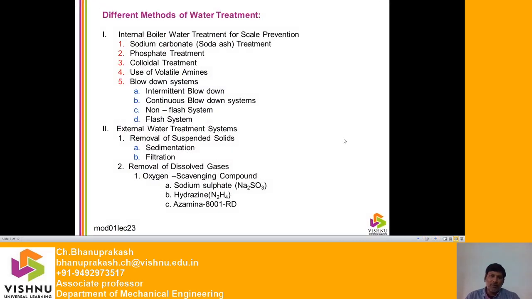Different methods of water treatment. See, one is the internal boiler water treatment for scale prevention and another one is the external water treatment systems. And there are subclassifications, you can go through it. The external water treatment system is, first, the removal of suspended solids, subclassified into sedimentation and filtration. Then removal of dissolved gases, where one is the oxygen scavenging compound; they can use sodium sulfate or hydrazine.